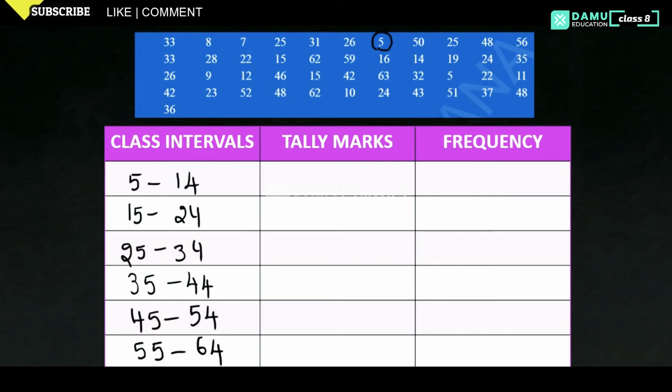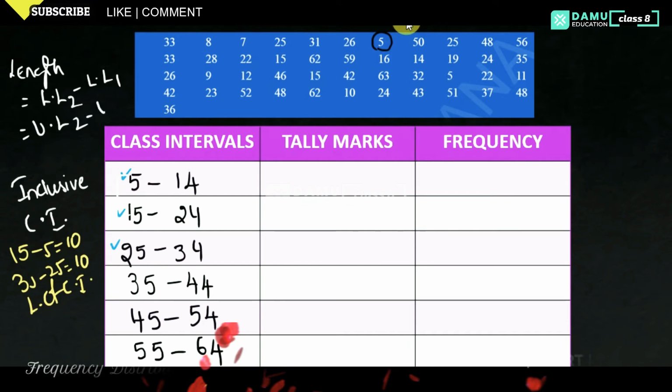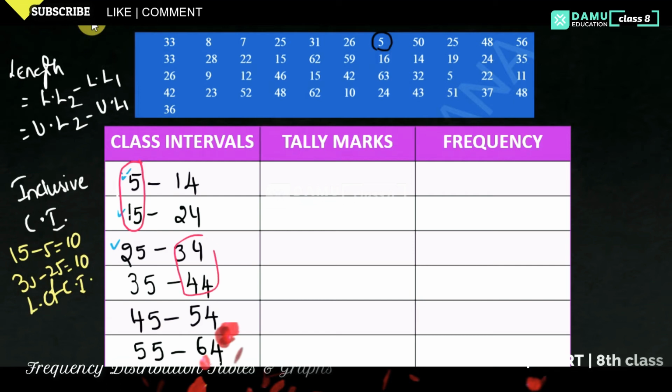These are inclusive class intervals. Why? Because we have included 5, 15, 25. If you take the difference of 5 and 15, 15 minus 5 gives 10. Likewise 35 minus 25. You can take the difference of the lower limits or the upper limits of consecutive class intervals, and you get the length of the class interval.